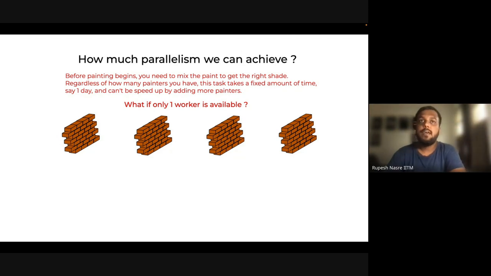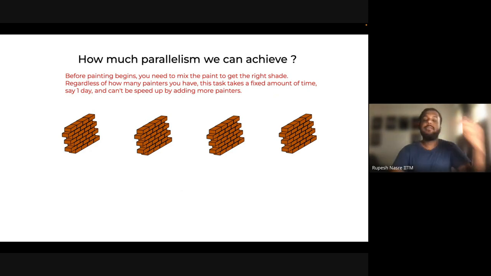Okay, so the answer is 5. How can I get the answer as 5? See, on day 1, the work of mixing the paint will occur, right? So day 1 is fixed to mix the paint to get the right shade. But as soon as day 1 ends, the only work left is to paint all the 4 walls, and I have only one worker. So to paint a wall, it will take one day, 4 times. So the total will be 5 days. Good, right? Now the questions become interesting.